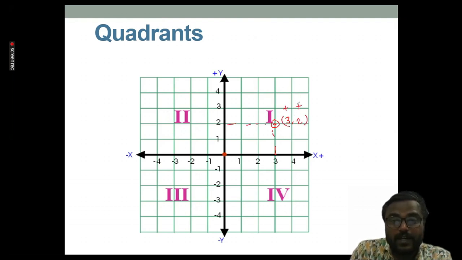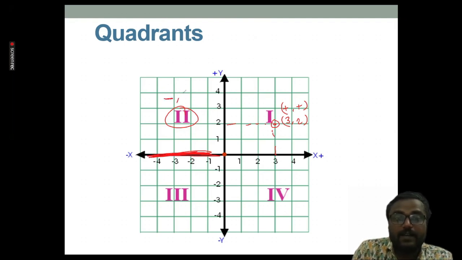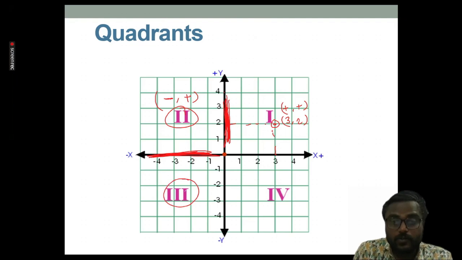So what do we see? The signs are positive, comma, positive. If I take the second quadrant, I'm going to take the x coordinate from the negative axis. So we are going to have a negative x coordinate and a positive y coordinate, because we'll be taking the y coordinate from the positive y-axis. In the third quadrant, you're going to get a negative x coordinate and a negative y coordinate. For the fourth quadrant, this will be positive x and negative y.